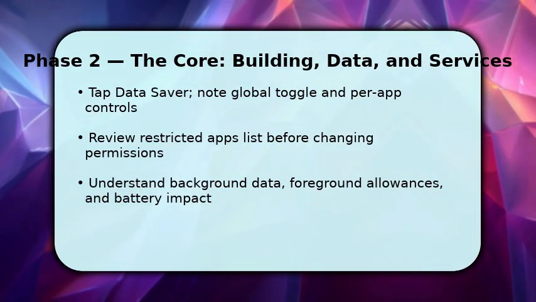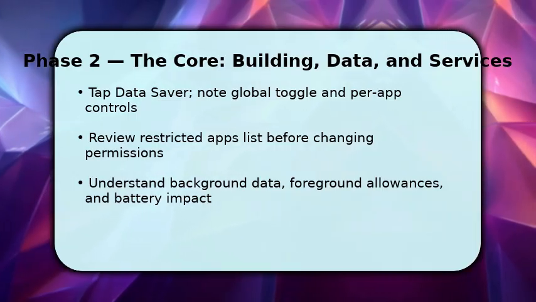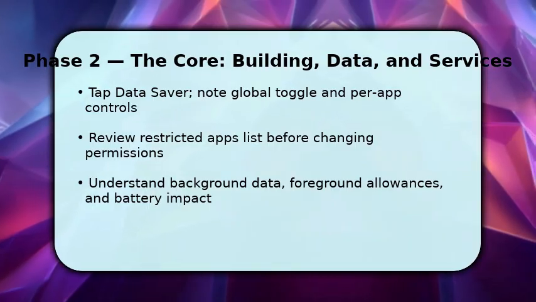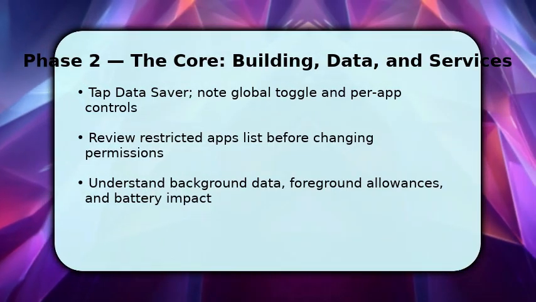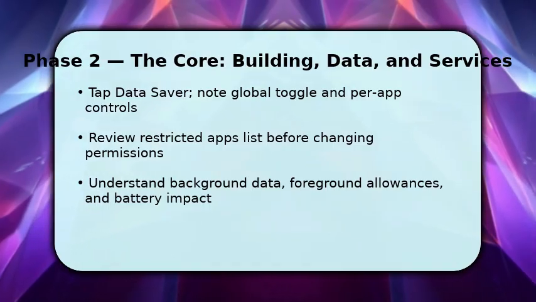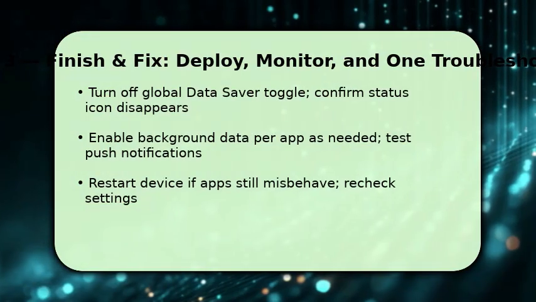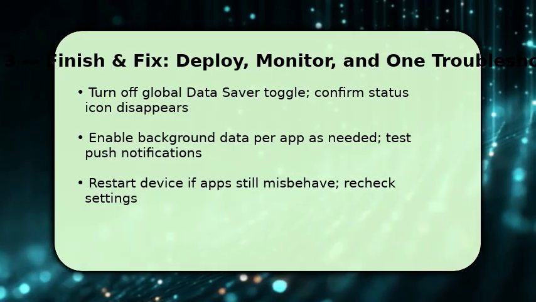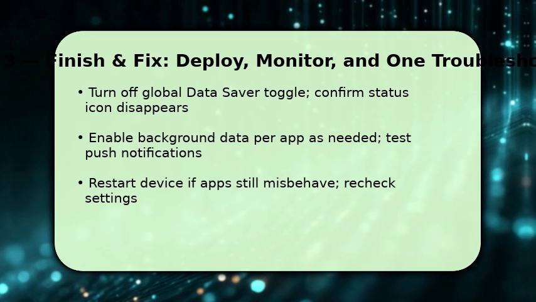Once done, open the per-app controls to allow background data for essential apps. This explains why mail or messaging may stop updating. Make sure to balance data use against battery and plan limits. Flip the global Data Saver off to restore normal data behavior. This removes app restrictions and often resolves sync delays.